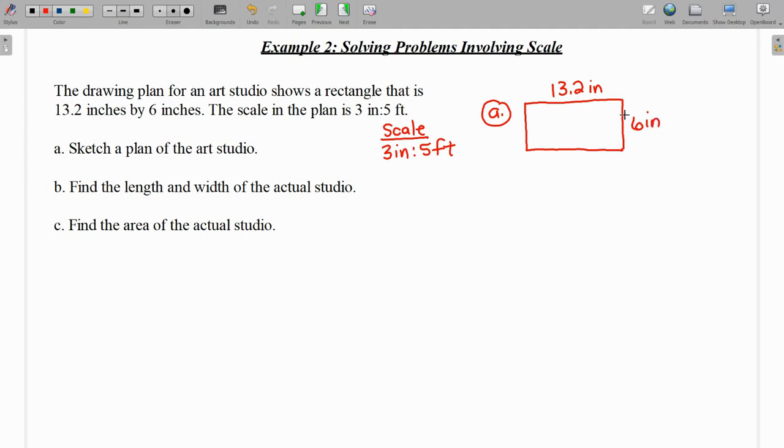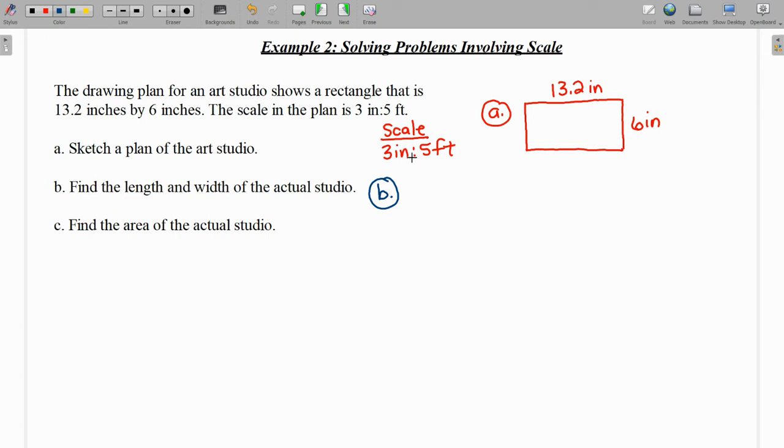Okay, so this has completed our part A. That's all they wanted us to do. Now I'm going to go to a different color. So for part B, what they want us to do is use our scale, which is 3 inches for every 5 feet, 3 inches of drawing length for every 5 feet of real length. And they want us to find out what the actual length and width of this studio is in real life.